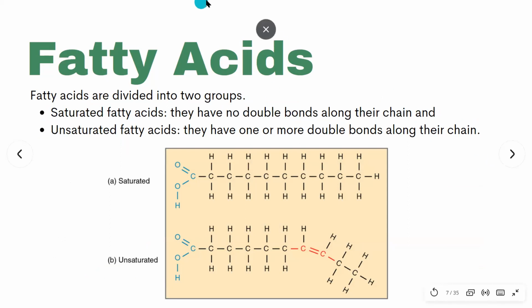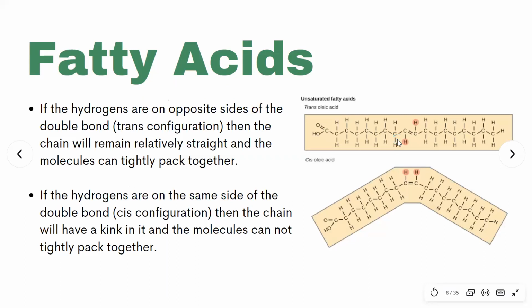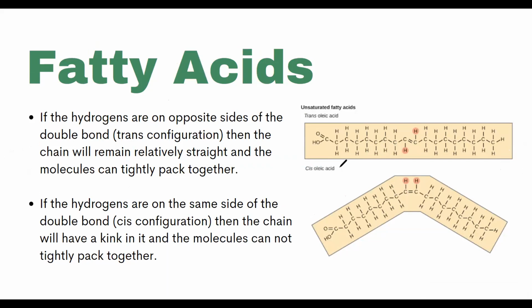So as you can see here po, in the saturated, we cannot see double bonds here, no? Pero dito po sa unsaturated, we have one. All right? So that's the difference between the two groups, the saturated and unsaturated. So yung unsaturated po natin, it can also be grouped into two. All right? So we have here trans and cis. Okay? So if the hydrogens are on opposite sides of the double bond, so ito po yung double bond natin.